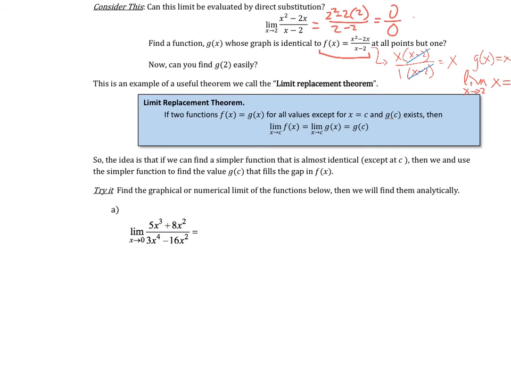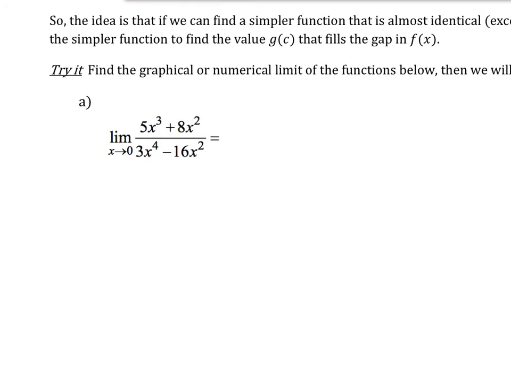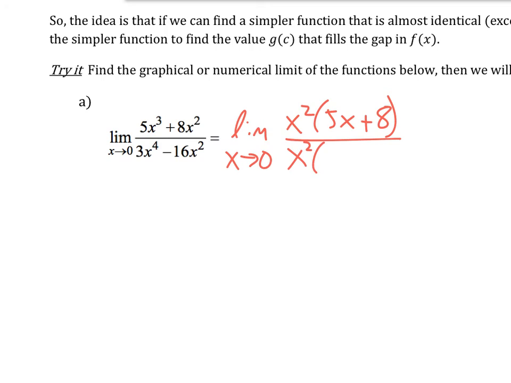All right? So we're going to have a few strategies here that we're going to see. Okay? We'll go through these kind of quickly. So our first strategy is factoring. So here we notice if you plug in 0, we get 0 on top and 0 on bottom. That's a problem. You can't plug in 0. So what we need to do is factor. So we're going to factor the top here. We factor out x squared, and we get 5x plus 8. On the bottom, we can factor out x squared. And we get 3x squared minus 16.